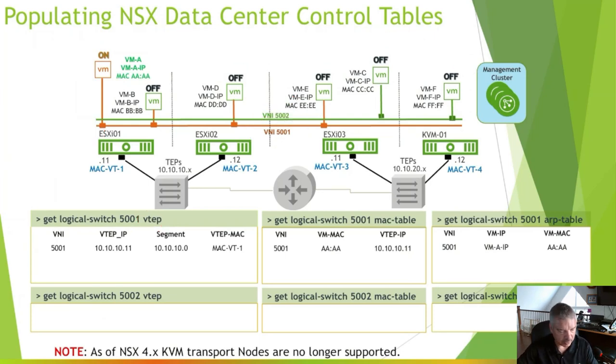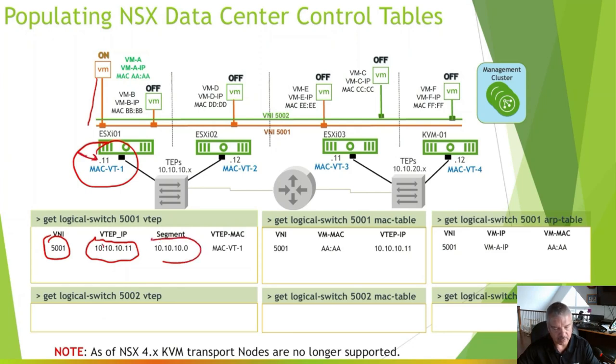What do we see here? We have the VNI ID, great, 5001. We see the TEP IP. So this VM is utilizing this TEP, which is 10.10.10.11 right there. This is the subnet it's on. And then what's the MAC address of the VTEP? Well, this is MAC VT1. So this is what I would expect to see in the tables.